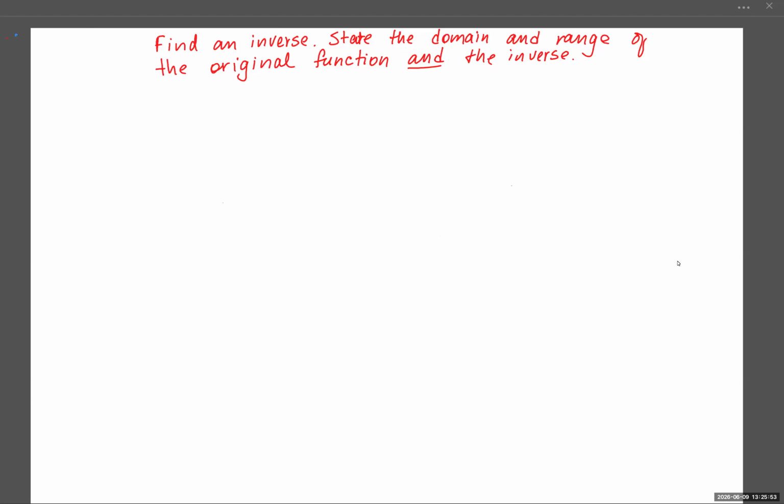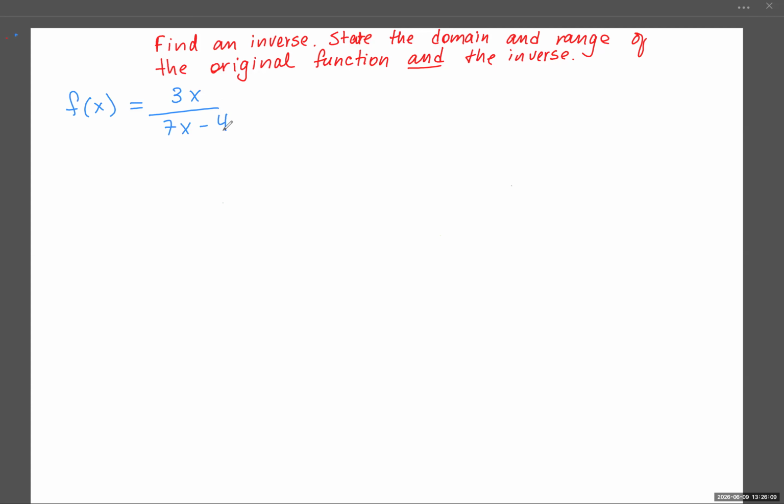In this example, we're going to find an inverse of a rational function and then find the domain and range for both the original function and its inverse. We'll start with this function f of x equals 3x divided by 7x minus 4.